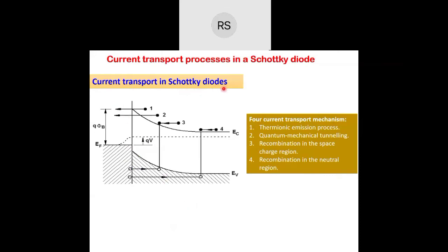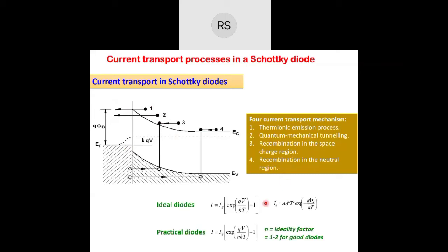So Schottky barrier diode is a metal semiconductor contact, but there are ideal Schottky barrier diodes, and there is non-ideal Schottky diode. What do we mean by that? If we apply a forward bias voltage, then the current can flow either using thermionic emission, meaning electrons getting energy thermionically and going over the barrier. You can also have quantum mechanical tunneling, where it doesn't need to go over the barrier. If it is thin, it can tunnel through. And then you have recombinations in the space charge region and in the neutral region.